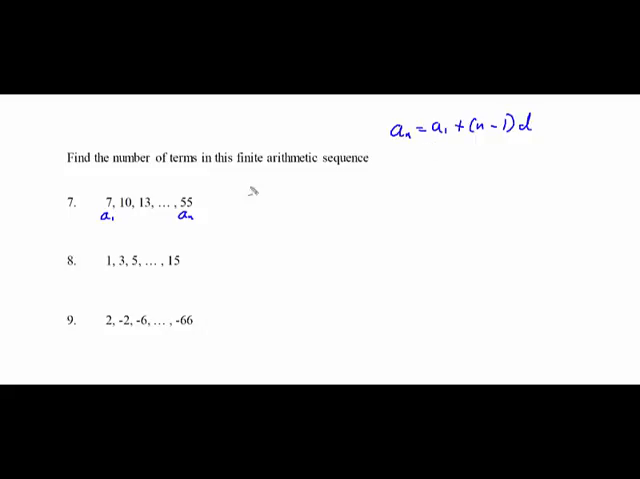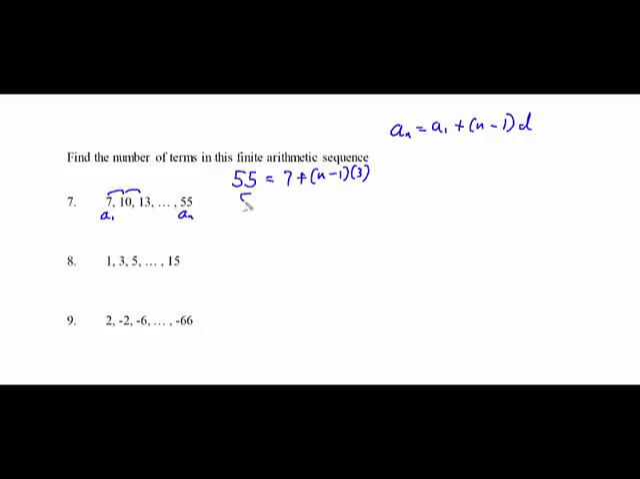Now in this problem, what we know is our a sub n, which happens to be 55, but we don't know what n is. So what's great is that if we can fill in everything else, we can use our algebra skills to solve for n. So there's our 55, our a sub 1 is 7. Again, as I said, we don't know n minus 1, but we do know the difference between those, and the difference is going to be a positive 3.